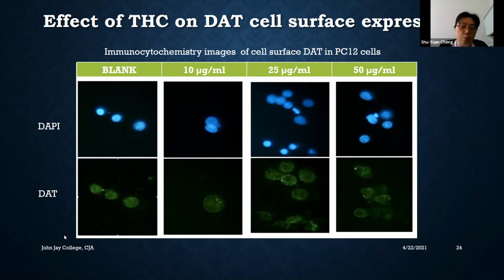Okay, and I want to see where the dopamine transporter is. Does that increase on the cell surface or not? My results show, the bottom panels, the green color means it's dopamine transporter. You can see as you go to the right side and increase the THC concentration from 10 to 50, there's less of the dopamine transporter on the cell surface. So this means THC lowers the dopamine transporter on the cell surface.